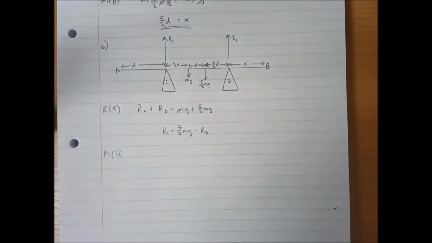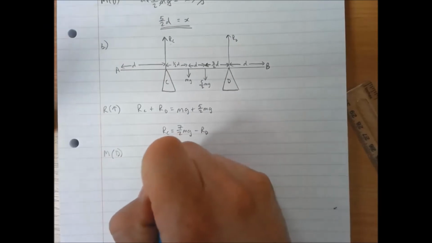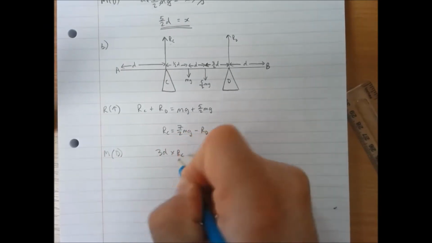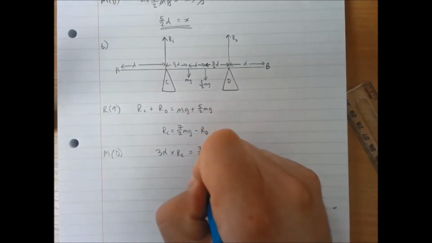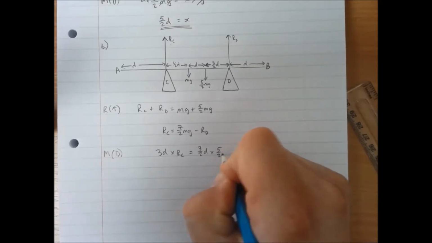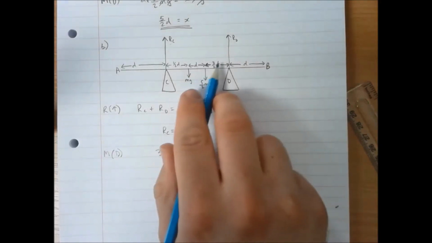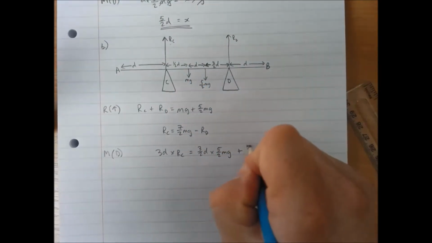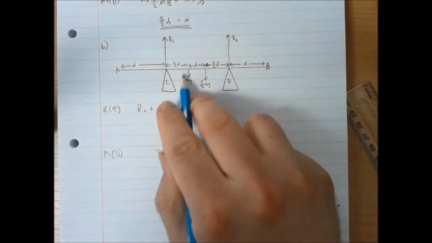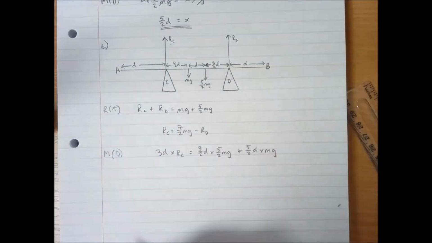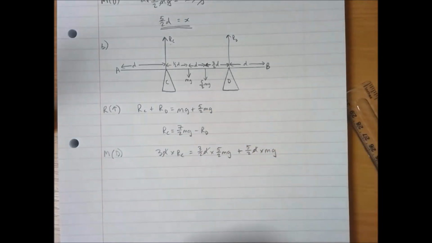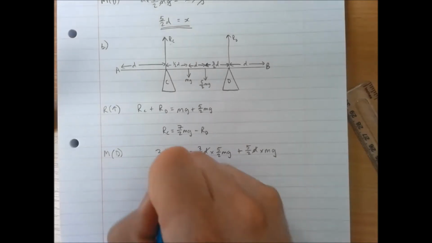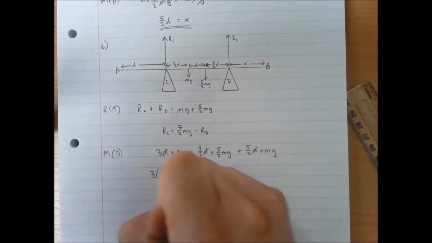So going clockwise from D, I have my whole distance here of 3d times the reaction at C, RC, and then going anti-clockwise I have 3/2 d times 5/2 mg, and I also have 5/2 d times mg. Now every one of those terms has got a d in it, so I can eliminate those.